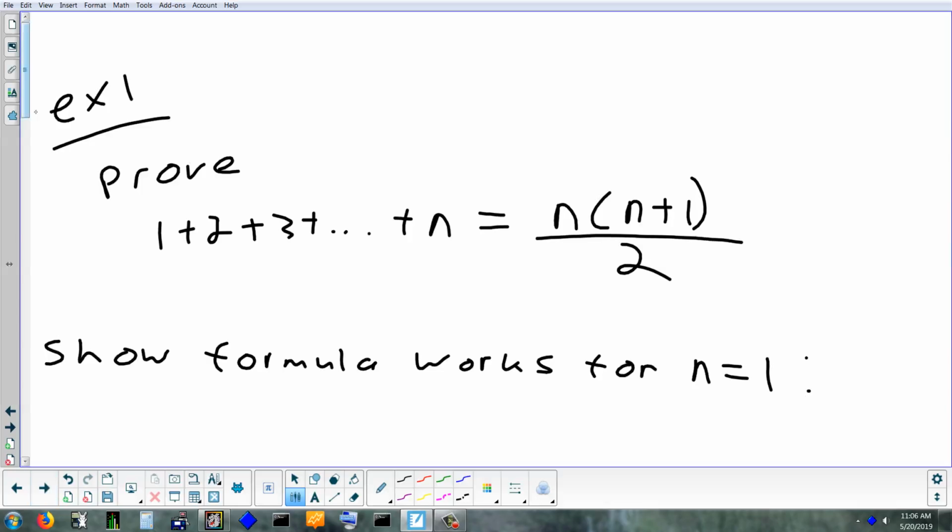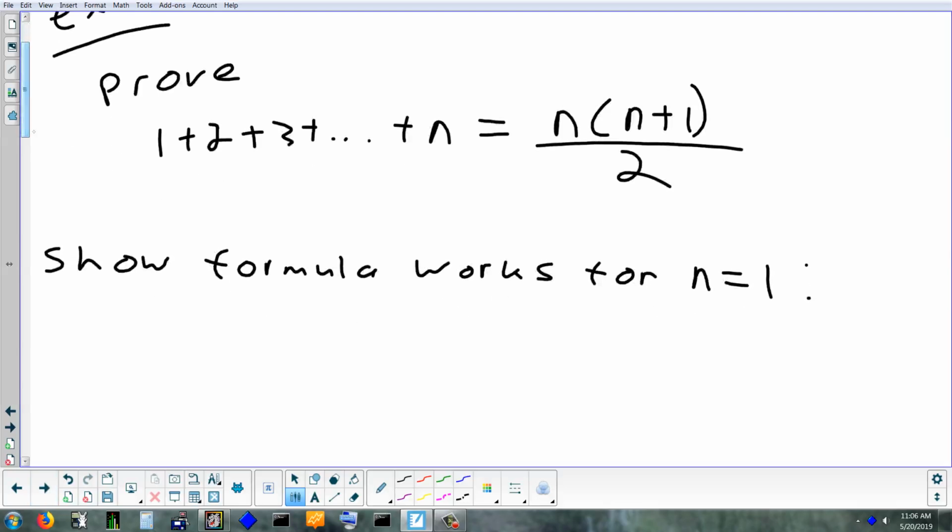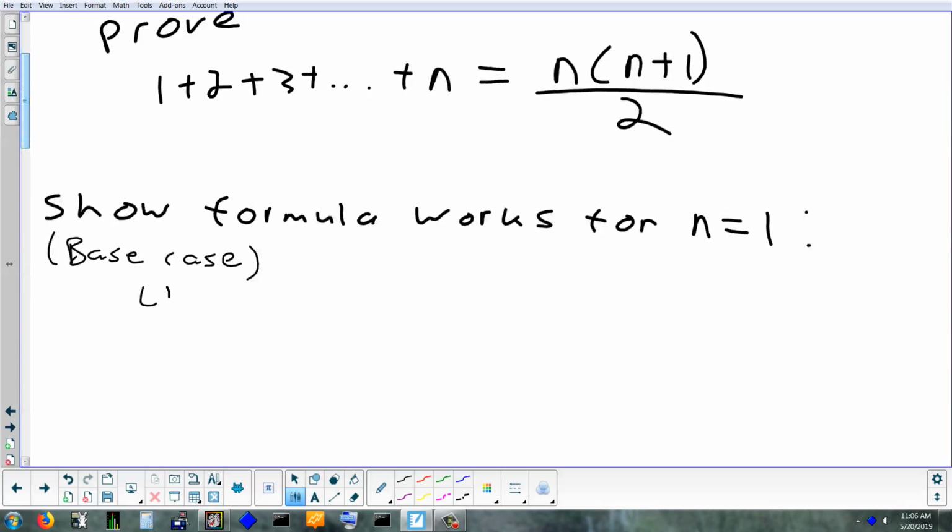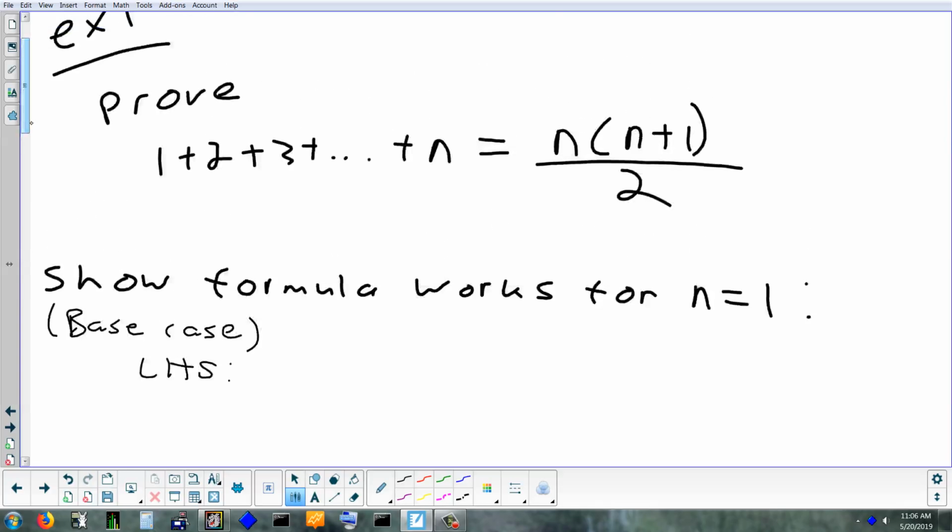So the first step, and this is your base case, show that the formula works for n equals 1. So let's start with the left-hand side. For the base case, you just let n equal 1. So just look at the first number. If you add up the first n terms on the left-hand side, what do you get? If you add up the first 1 terms on the left-hand side, yep, 1. You just get 1.